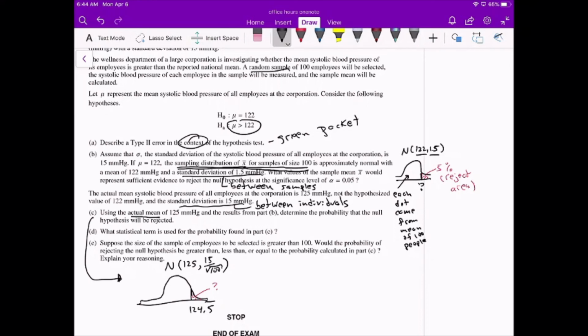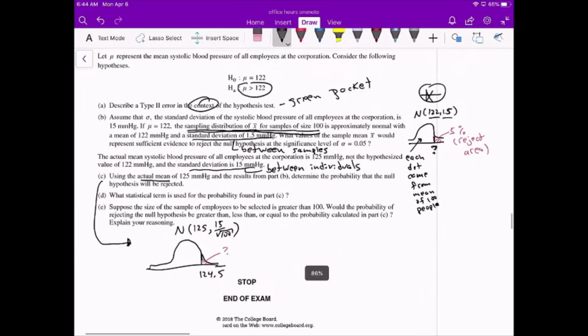So we're trying to figure out what this is. So inverse norm to get the z-score and then convert the z-score into a regular value. But the key thing here is they're telling you what a whole bunch of sample means would look like. It would look like that if the null was true.